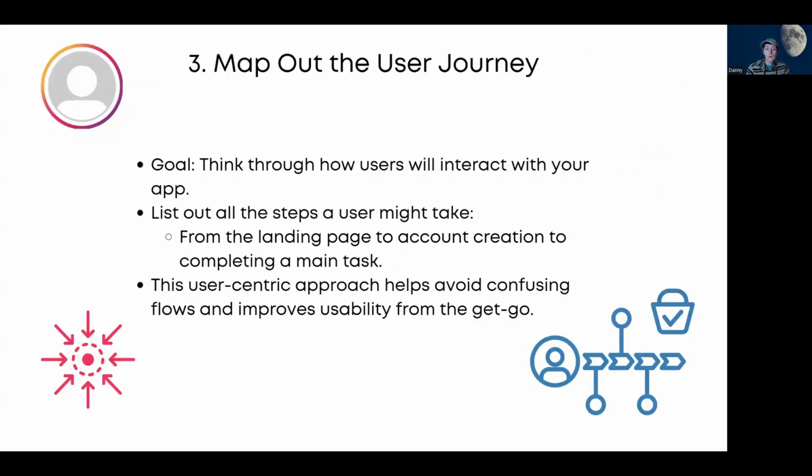Number three, and this is important, map out the user journey. This is sometimes called creating user stories. You can check that idea out as well. But basically, the goal here is to think through how users will interact with your app. So list out all the steps a user might take, for instance, from the landing page to account creation to completing a main task. Having a user-centric approach helps avoid confusing flows and improves usability from the get-go.